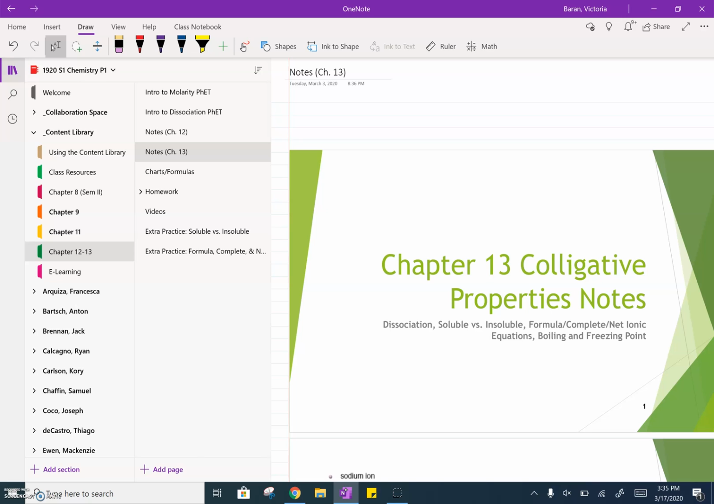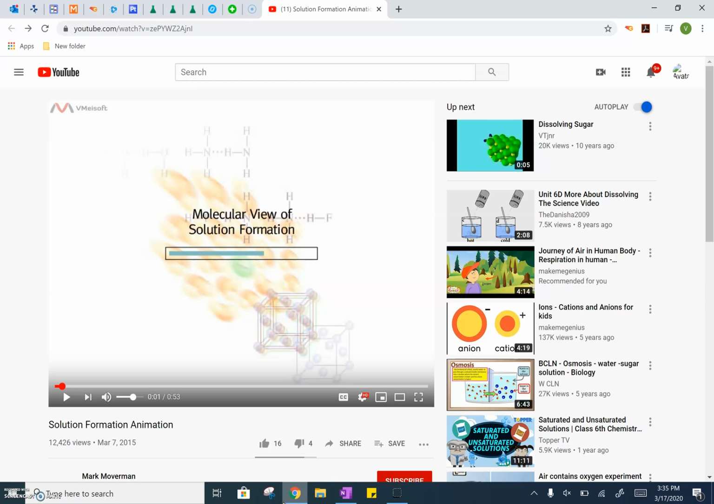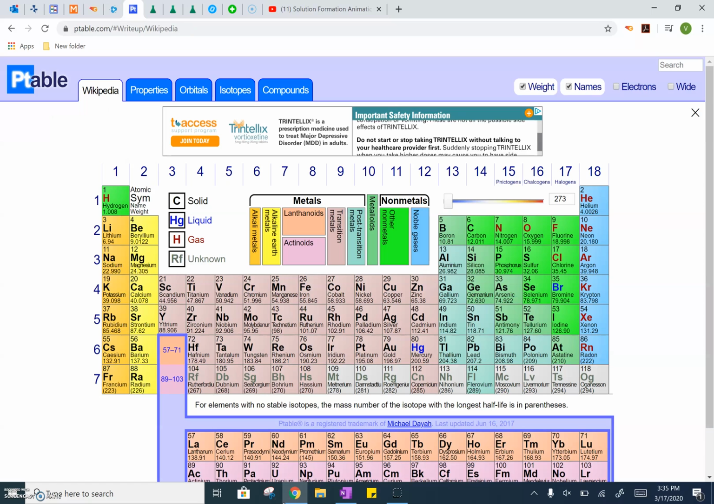If you do not have a calculator, you can use the one on your Surface Pro. If you do not have a periodic table, you can always look one up on the internet. There is a helpful resource. If you type in ptable.com, you should be able to find something like this. This can also help you out, okay? And again, if I'm talking about something like charges or polyatomic ions, that is something that you can always look up if you do not have your periodic table.